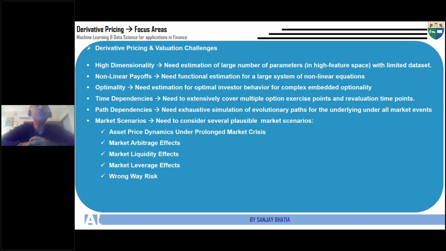So you need to capture the asset price dynamics under prolonged market crisis. You need to capture the market arbitrage effects. You need to capture the market liquidity effects. You need to capture the market leverage effects. You need to capture wrong way risk. So all these multifaceted challenges and this daunting task at hand, right, will make derivative pricing and valuation, and especially front office pricing and valuation, a task which could not be just left to an analytical approach.